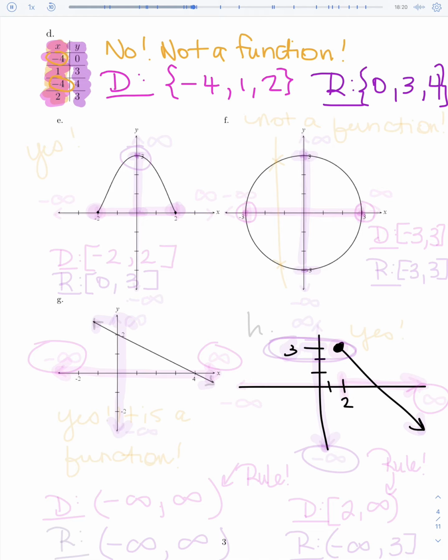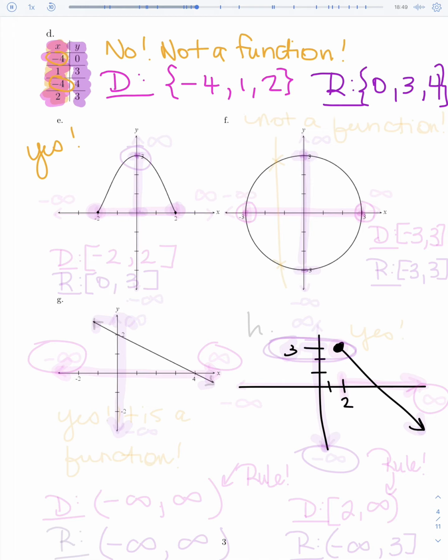So draw some vertical lines. Is there any way to draw a vertical line that will hit more than once? And the answer is no. All vertical lines will hit at most once. So the question is, is this a function? And the answer is yes, it's a function. Why? Because it's going to pass the vertical line test. Any vertical line is only going to hit the graph at most once.